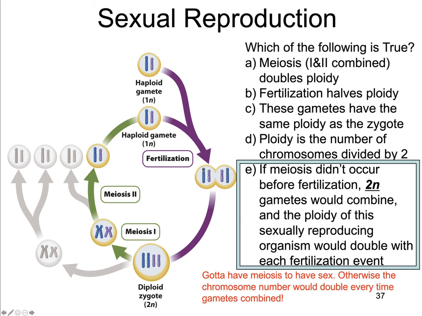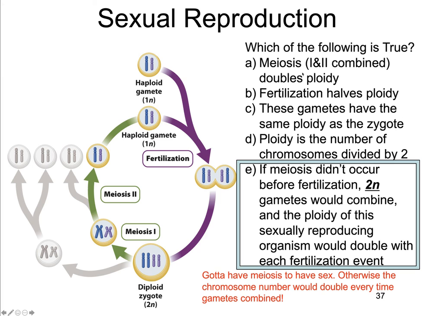So if meiosis didn't occur before fertilization, when gametes combined, the ploidy of sexually reproducing organisms would double with each fertilization event. So that would happen again. So you go from tetraploid, and then you'd have another fertilization event, and you'd go to octoploid, and then you go to 16 copies. And so the point here is you've got to have meiosis to have sex. Otherwise, the chromosome number would double every time that gametes or cells combined, okay?